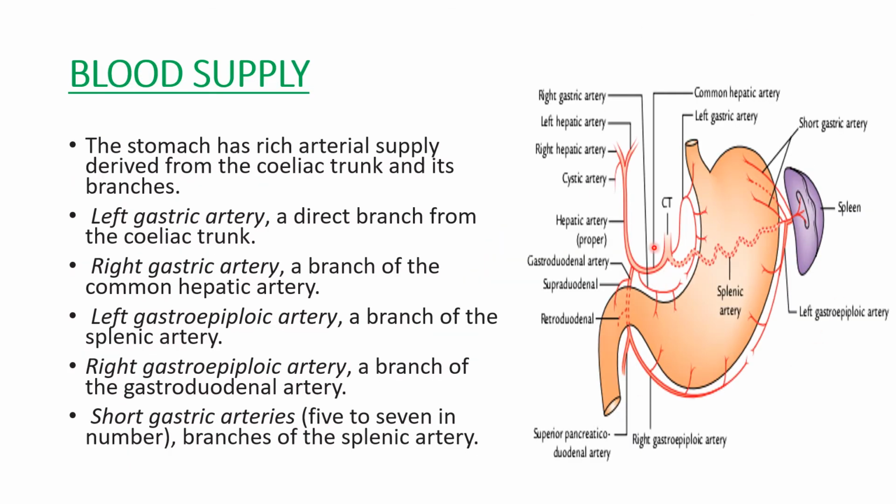The stomach has a rich arterial supply derived from the celiac trunk and its branches. We have the left gastric artery, which is a direct branch from the celiac trunk. We have the right gastric artery, which is a branch of the common hepatic artery. We have the left gastroepiploic artery, which is a branch of the splenic artery. We have the right gastroepiploic artery, which is a branch of the gastroduodenal artery, and we have the short gastric arteries, which are branches of the splenic artery.